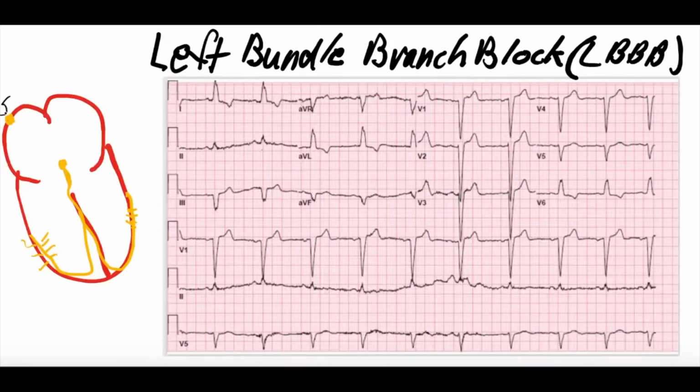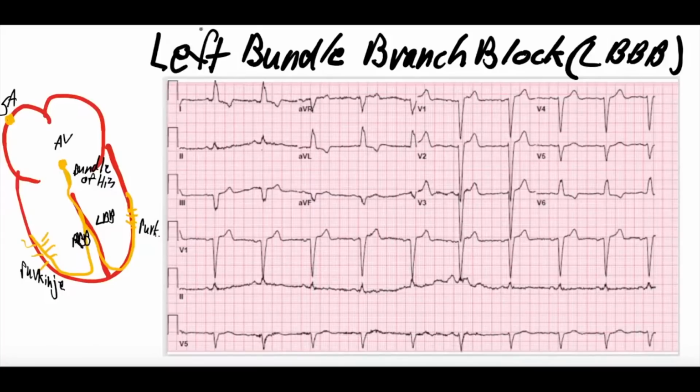So this is SA, AV, bundle of His, and then your left bundle branch, right bundle branch, and then you have your Purkinje all over. These are on both sides, Purkinje, I'll just abbreviate that one.